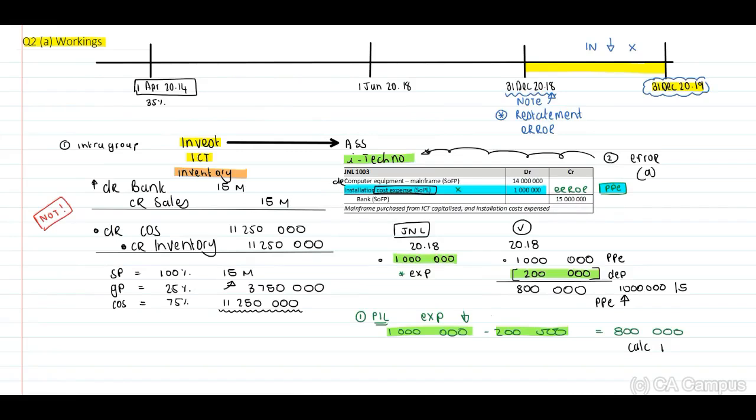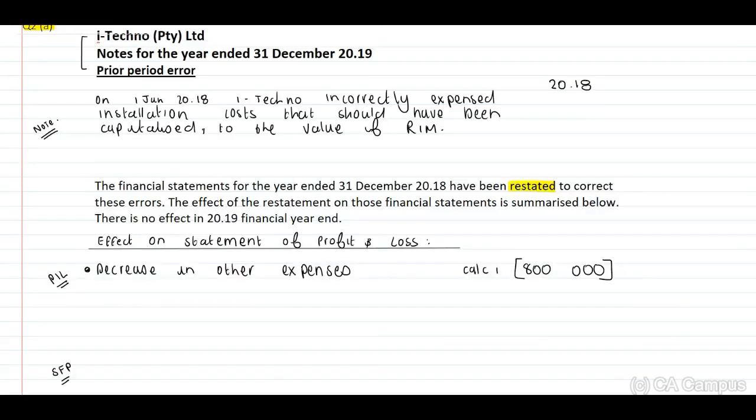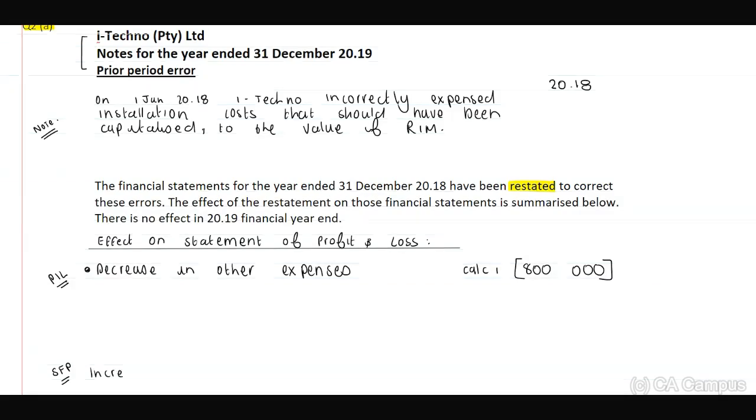But when you now look at, and guys, look at 2018. Remember, for this year, we should have included our PPE. Therefore, our PPE should increase. And this is the effect on our statement of financial position, that our PPE should now increase with this 800,000. Okay, we need to correct this. Therefore, in our note, at the bottom, we need to increase our property, plant and equipment.